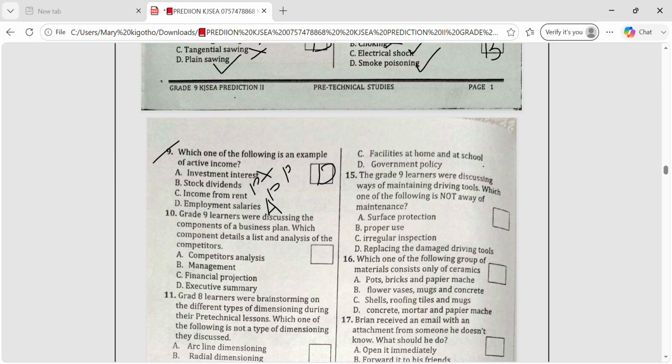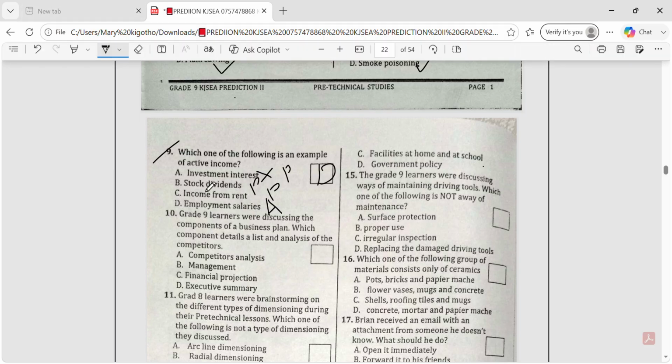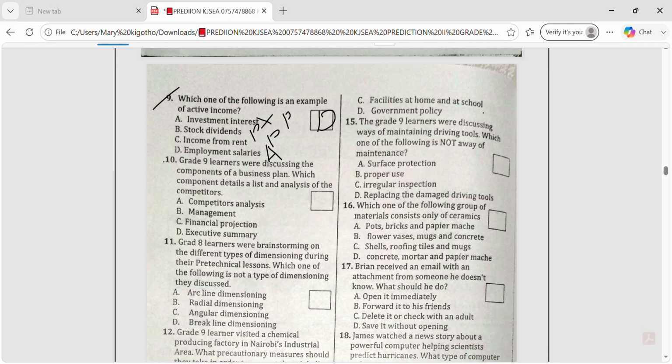So you must know that there is passive income and active income. We go now to question number 10. Grade 9 learners were discussing the components of a business plan. So which component details a list and analysis of the competitors?